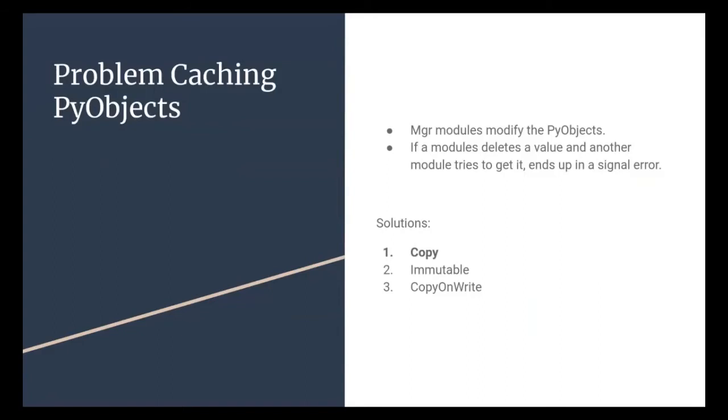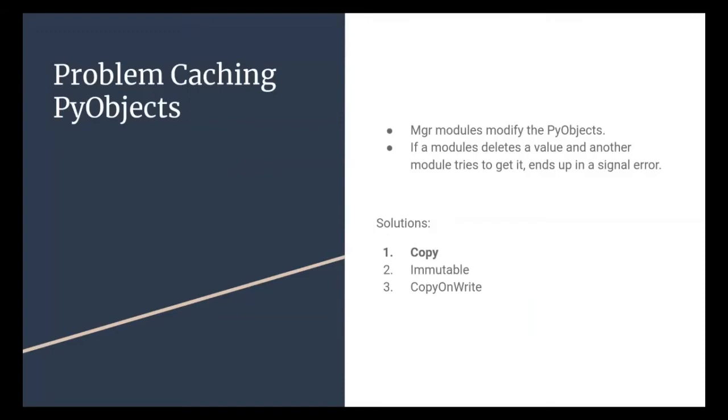The first one was that some manager modules were modifying the Py objects. As an example, there were some modules that deleted a value, and then another module tried to get that value. Since we are using Py objects and this object is shared between modules, if it's cached, it causes some signal errors. To solve this, we tried different solutions, and we went for the first one, which is the copy.